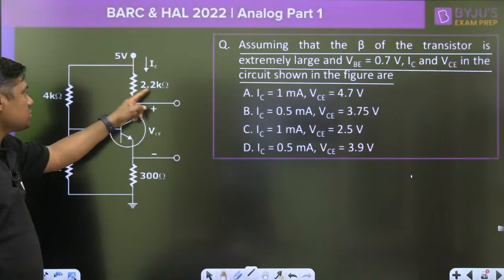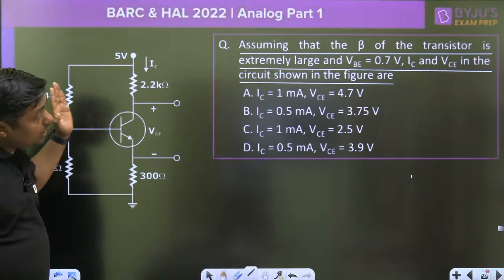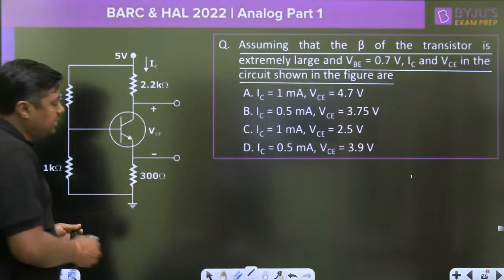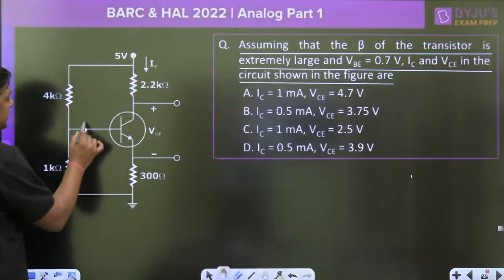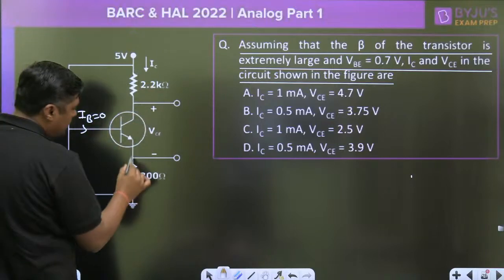That same current will pass through the 2.2 kilo ohm, then the 300 ohm. And what is the value of VC? Always remember, when the beta is very, very large, what will be the base current? 0. The same IC will pass through this.